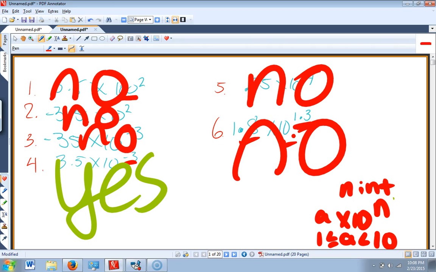So our only good one was 3.5 times 10 to the negative third. Another one you might want to think about is 35 times 10 to the first. Not in scientific notation because 35 is bigger than 10. So, no, just stop thinking about that one. All right, so let's go up.